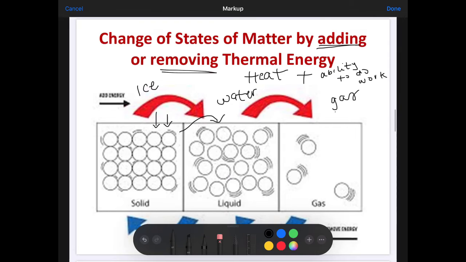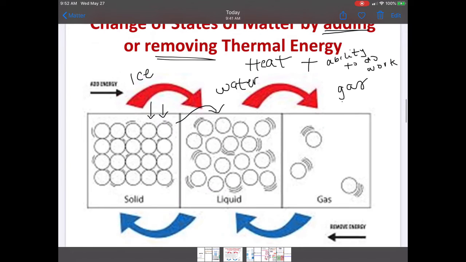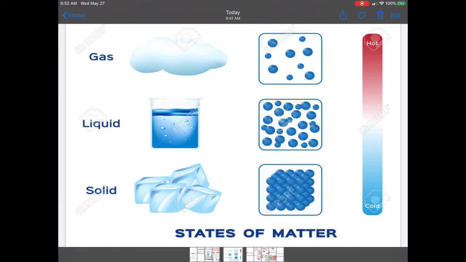Remember, cold is just the absence of heat. So our gas could turn back to water, and our water could turn back to ice by removing the energy. So let's move on. I know that is a little bit confusing, but it'll make more sense this afternoon. This diagram may be able to help you as well.